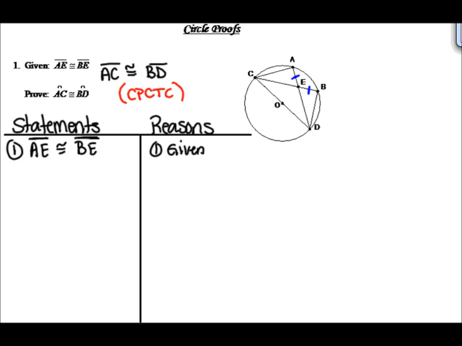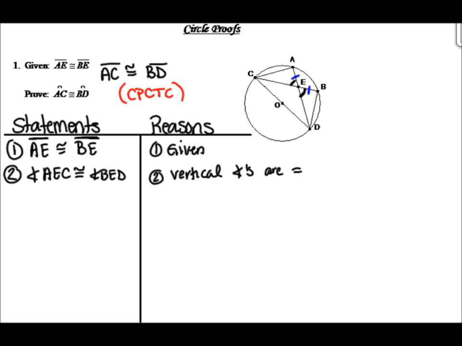Now let's look to see if there's any other angles or line segments we can prove are congruent. So I'm seeing AEC is a vertical angle with BED, so I'm going to mark those angles and put that in my proof. Angle AEC is congruent to angle BED using vertical angles are congruent. Now I need another pair of sides or angles in order to do a triangle congruency proof.